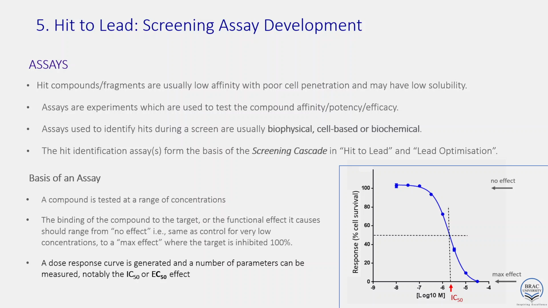In the next slide or next lecture, we'll be learning the different types of assays. For example, biophysical assays, where NMR can be used, or SPR, surface plasmon resonance. Then biochemical assays, different types of which we use to screen the hits. We also use cellular assays or cell-based assays. We'll be learning those in detail.